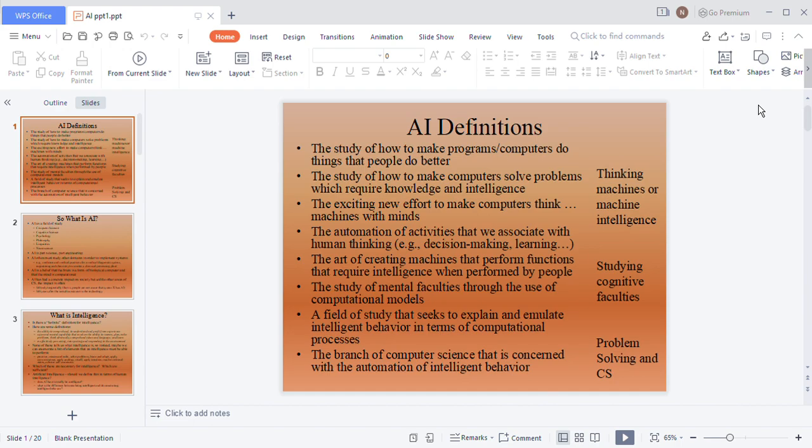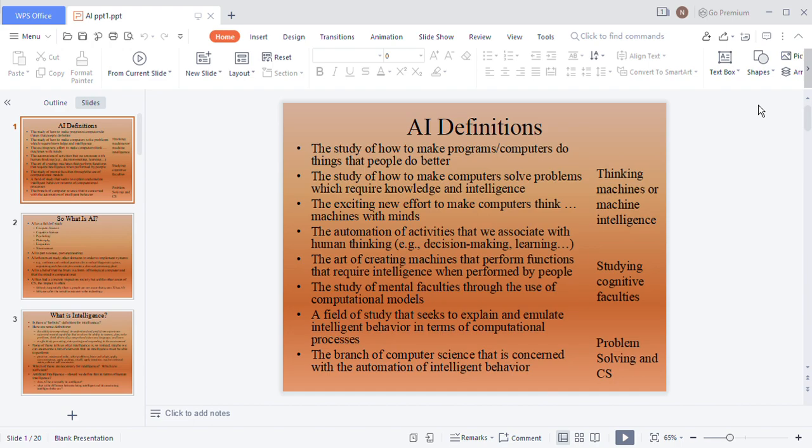PUBG game, Ludo game, TikTok toy. There are so many games. You need to enhance the game. Based on the technology, card games, there are different types of techniques in card games. A field of study that seeks to explain and evaluate intelligent behavior in terms of computational process. You need to apply the computational process.